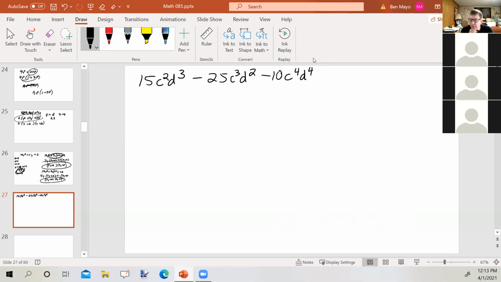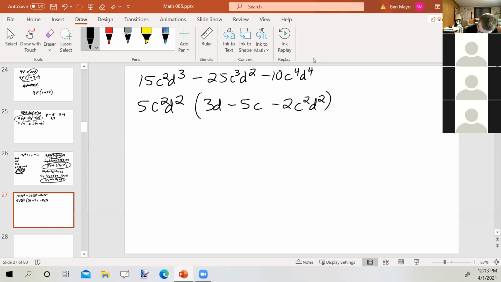Wow, it's not really in standard form in terms of C or D, is it? It's got a greatest common factor. I'm going to take the greatest common factor out first just to see what I've got left to work with. I can see I'd take a 5 out and a C squared and a D squared. So I've got 3D minus 5C minus 2C squared D squared. Let's make sure that's correct. Let's see. That would be 15C squared D cubed, check. Minus 25C cubed D squared, check. Minus 10C squared D squared. Or C to the fourth, D to the fourth.